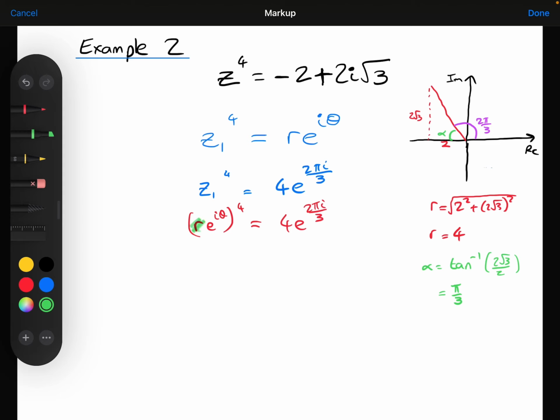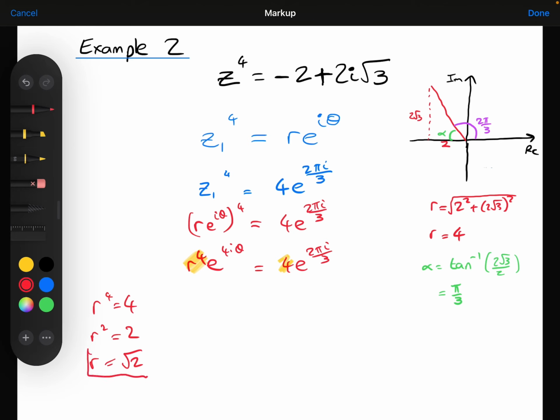So we've got r to the power 4, and then e to the i theta times 4 is 4i theta. Now comparing, I've got r to the power 4 equals 4, which means if I square root it, I get r squared is equal to 2. Square root again, so r is root 2. So I know the modulus of z1 is root 2.